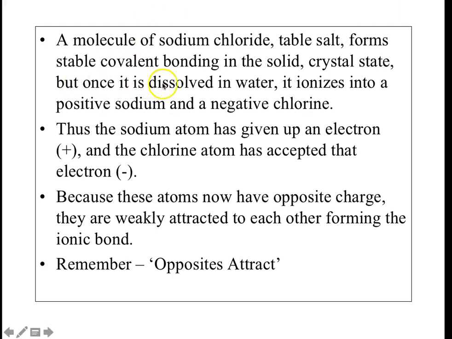But once it is dissolved in water, it ionizes into a positive sodium and a negative chlorine. Thus, the sodium atom has given up an electron and the chlorine atom has accepted an electron. Because these atoms now have opposite charges, they are weakly attracted to each other, forming an ionic bond. Remember, opposites attract.